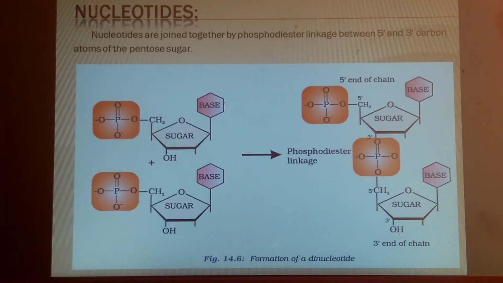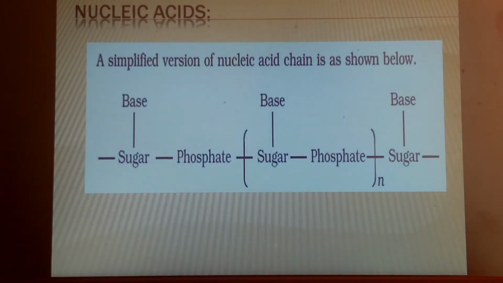So many nucleotides are going to join to one another through phosphodiester linkages and form nucleic acids. That is the structure here. You can observe a simplified version of a nucleic acid chain. We have sugar, phosphate and a base, going to n number of units. We call that a monomer or simplest unit; in general we can say monomer, but in actual we call that a nucleotide.